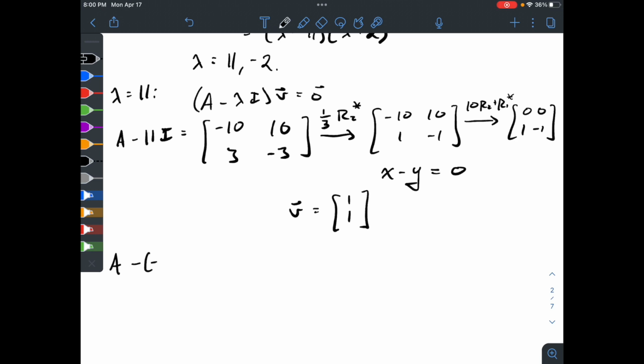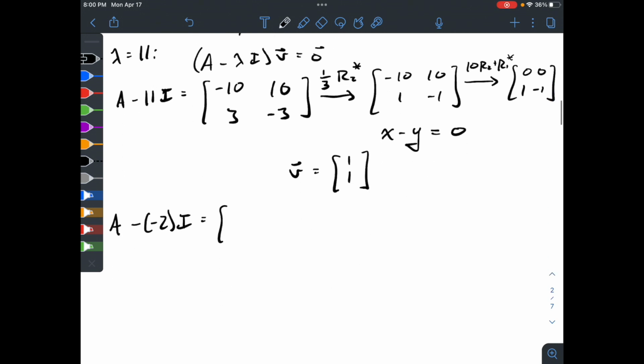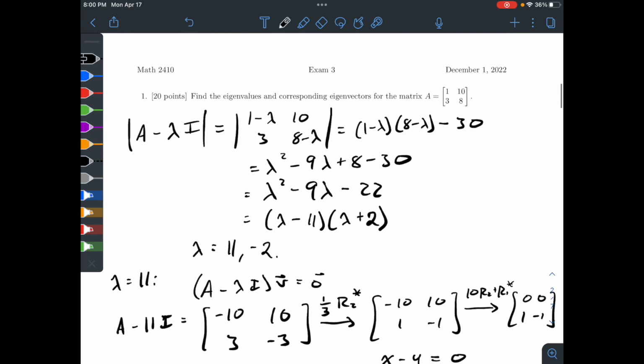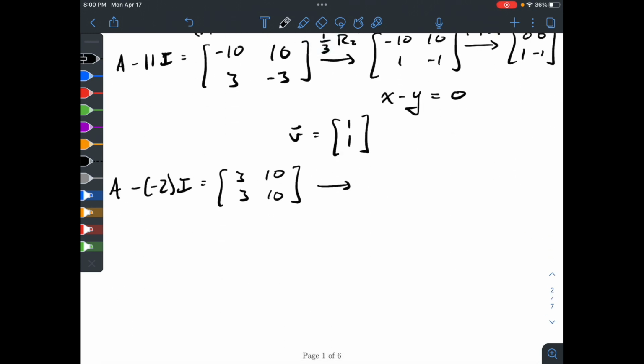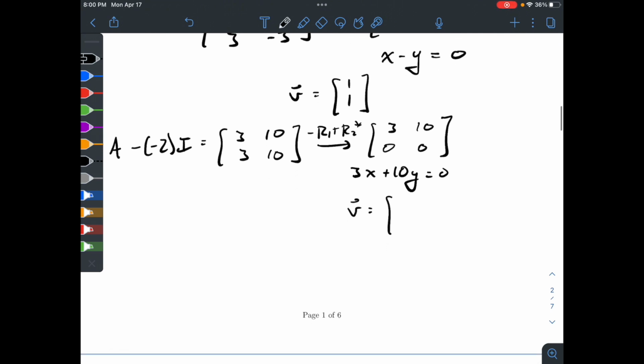All right, A minus negative 2I, so A plus 2I, ends up being 3, 10, 3, 10. All right, add 2, there should be 3 and 10. All right, and then we'll just simply do negative row 1, add it to row 2. And this tells us that 3x plus 10y is equal to 0. So you have a bunch of choices here.